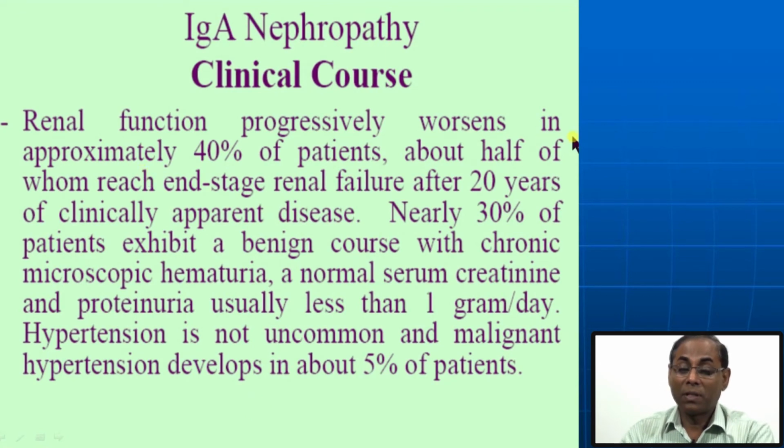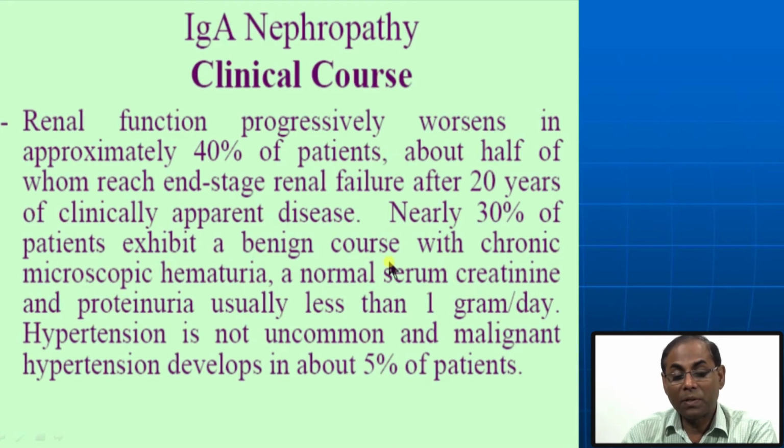The renal function progressively worsens in approximately 40% of these patients. Earlier, when it was described, it was thought to have a more benign course. Now we know that IgA nephropathy is not at all a benign disease. The 40% of patients may have a very aggressive disease, about half of whom reach end-stage renal failure after 20 years of clinically apparent disease. So it is a progressive disease.